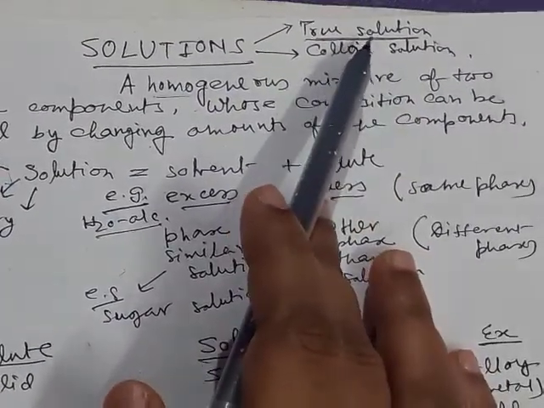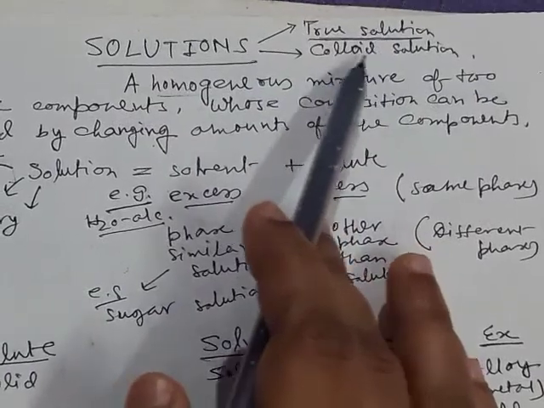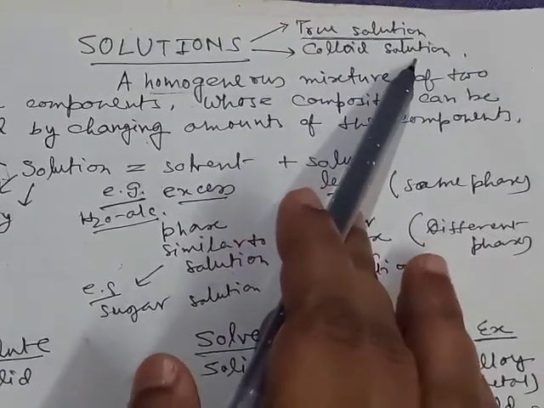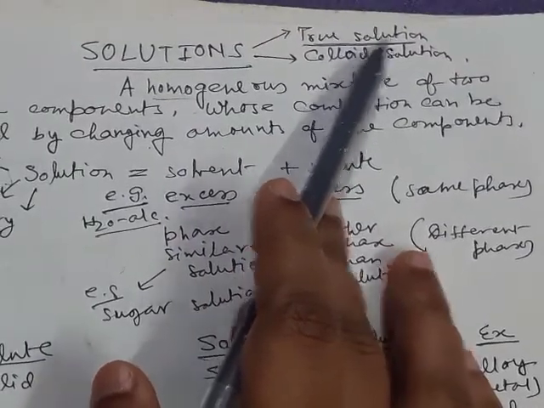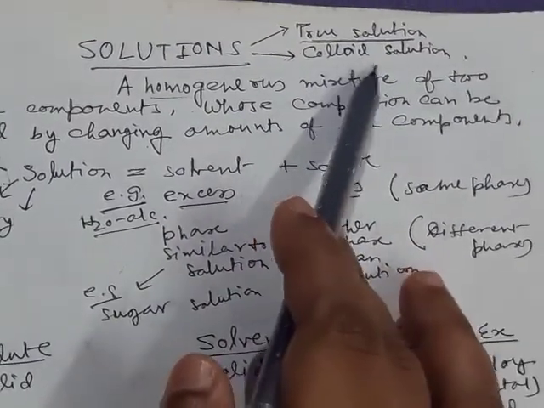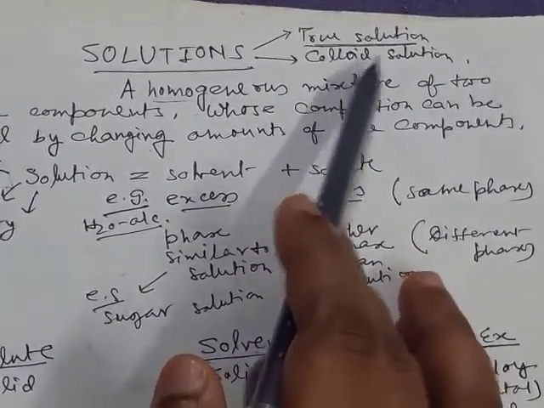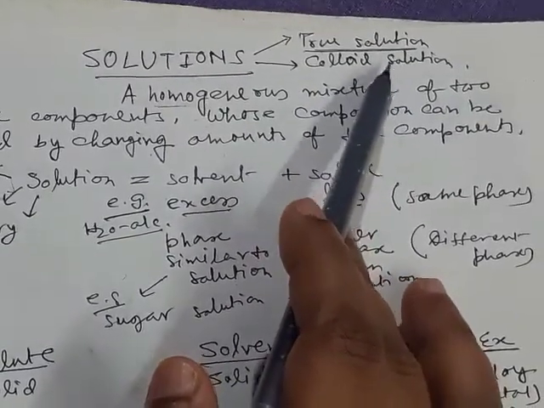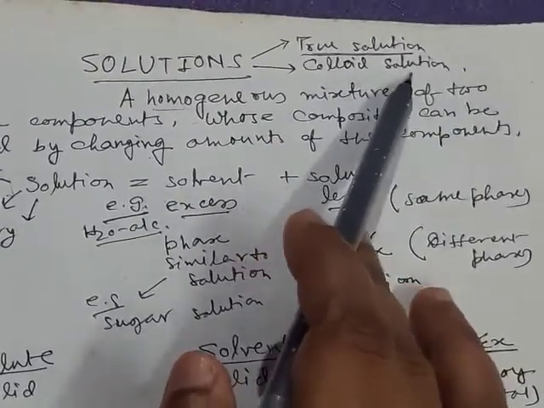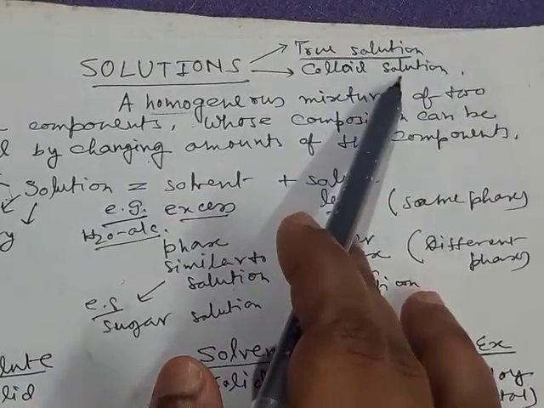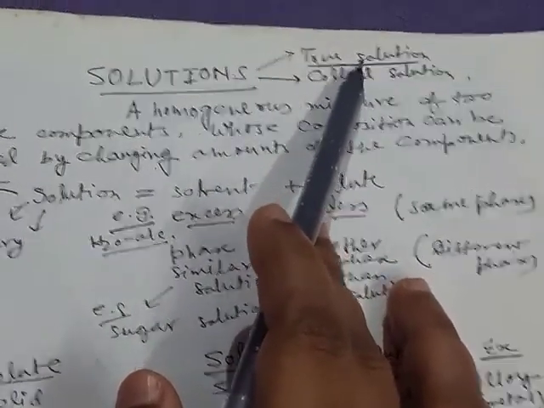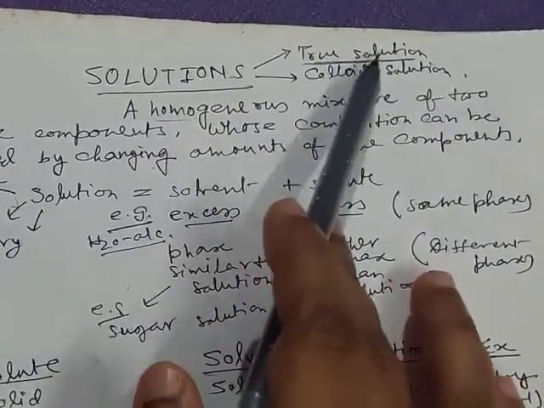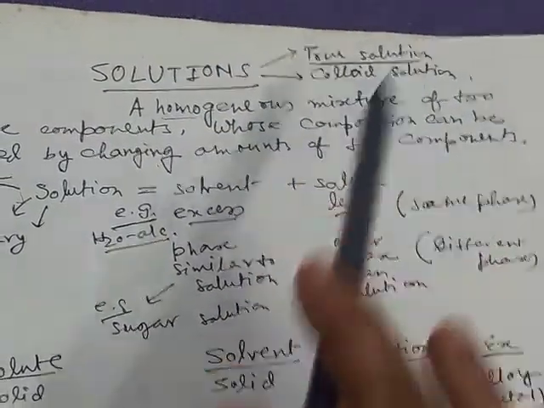Solution may be of two types: one is true solution, another is colloid solution. True solution means the dissolved particle size is small, and colloid solution means the dissolved particle size is large. But colloid solution is not in your syllabus, so here we only discuss true solution. Here the solution only refers to true solution.